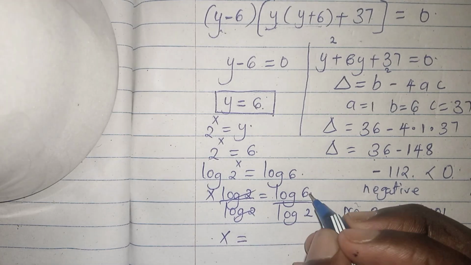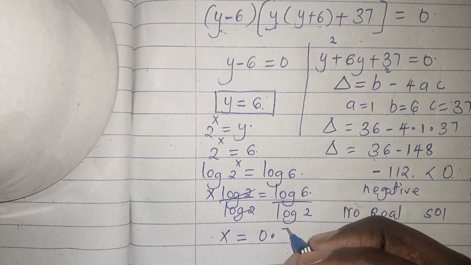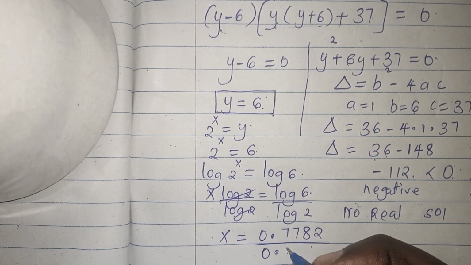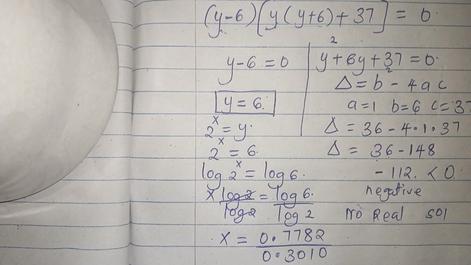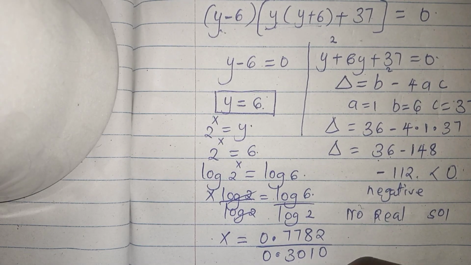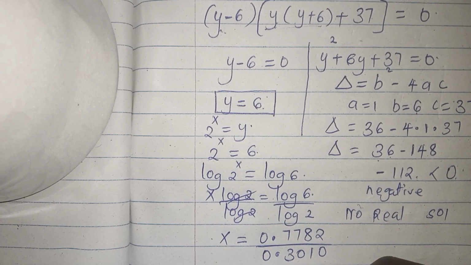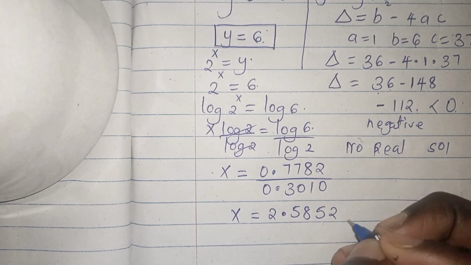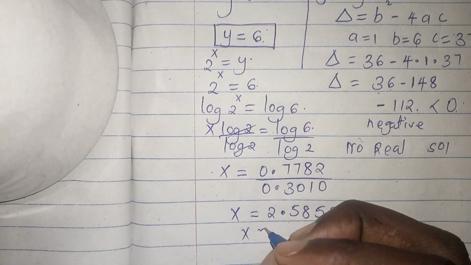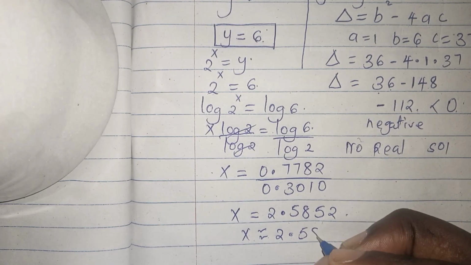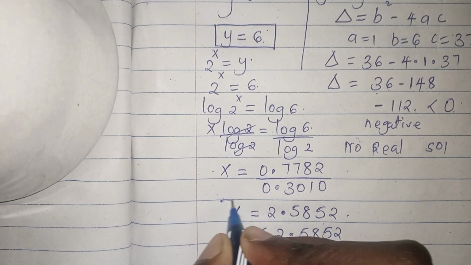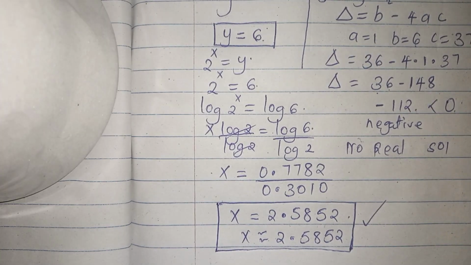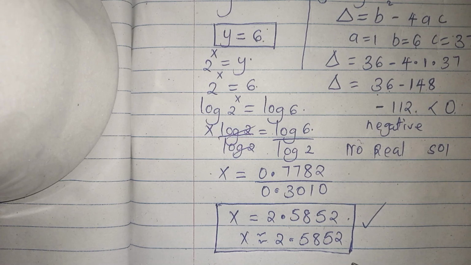X is equal to log 6, which is 0.7782, over log 2, which is 0.3010. So x is equal to 2.5852. So we can conclude that x is approximately 2.5852, and this is our final solution. We can check to confirm whether this value satisfies our given equation.